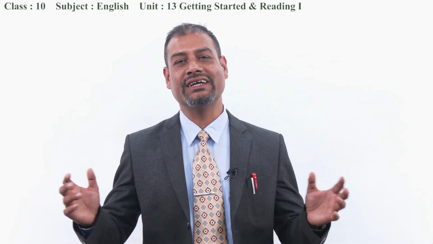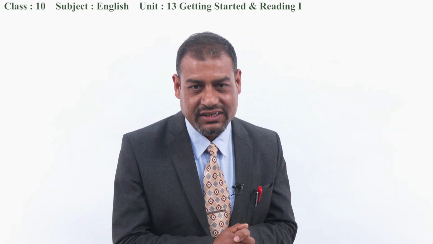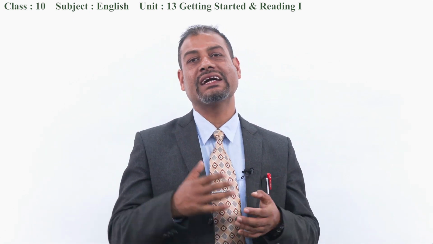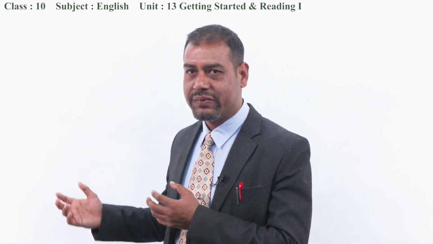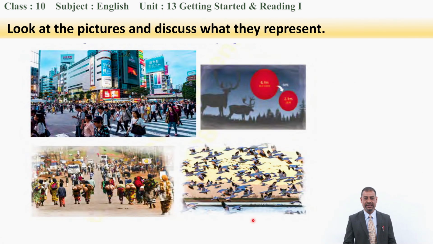So, what do you see there? All right, now you can see the pictures. So, you have to look at the pictures and discuss what they represent, okay? Now, what do you see in the first picture here? You can see, it looks like a city and many people are there, they are crossing the road on zebra crossing. Similarly, what do you see in the second picture? Okay, you can see there wild animals. All right, you are good.